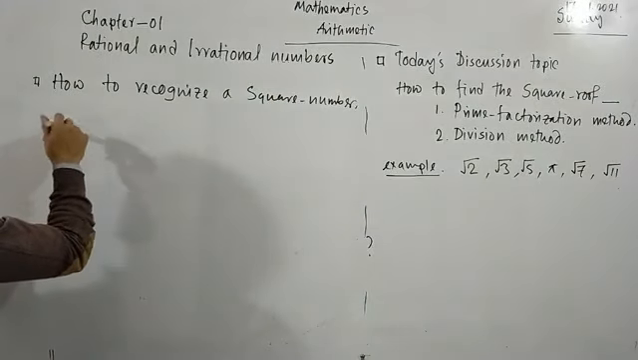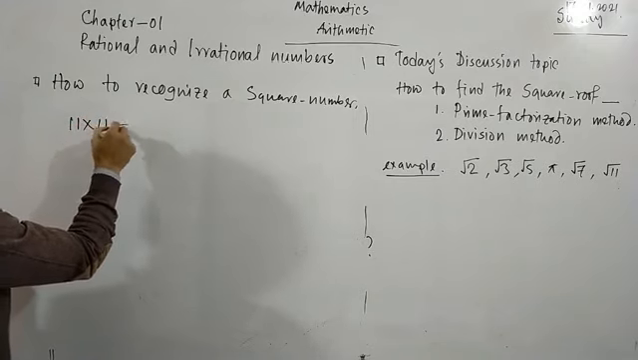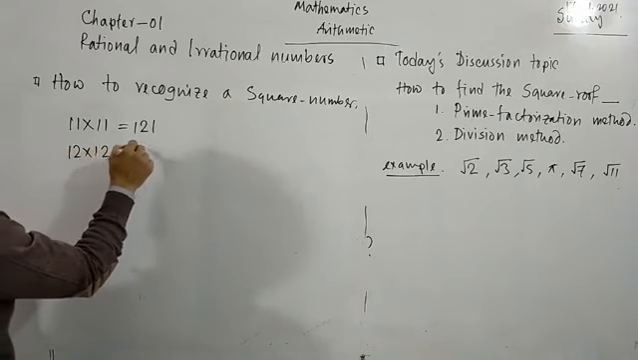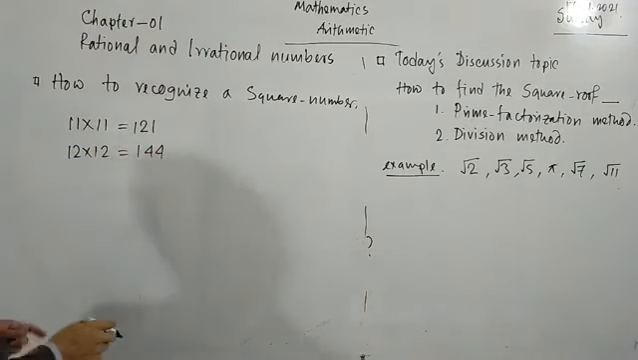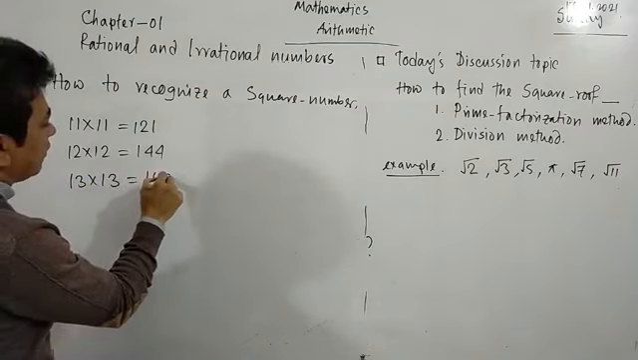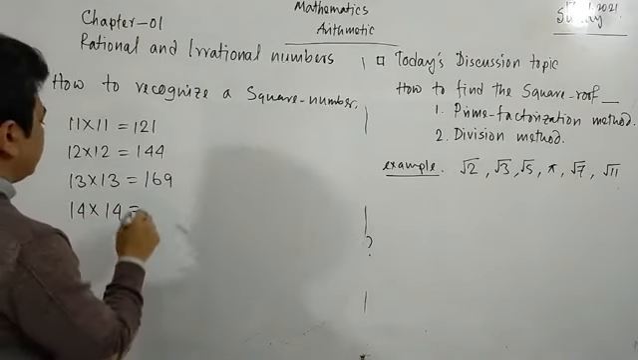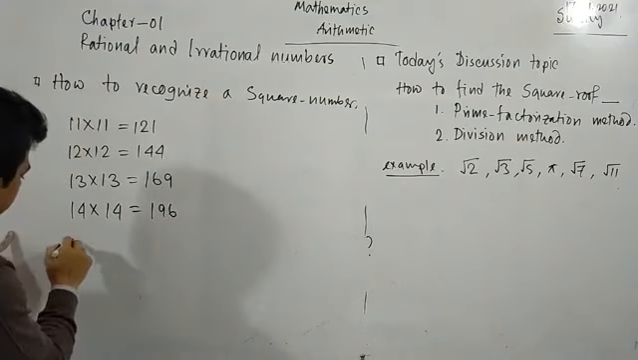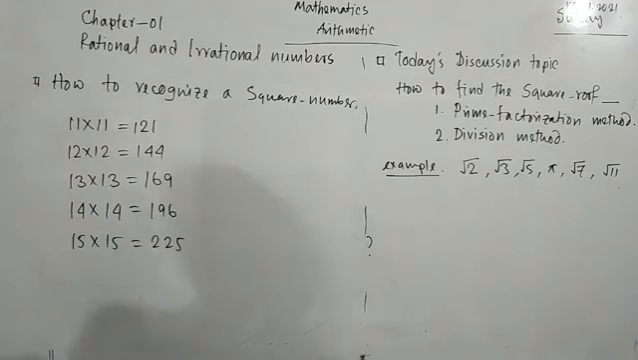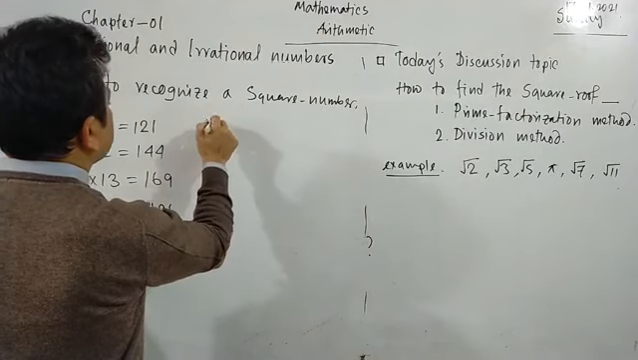Look at that. I'm just writing 11 square. For example, 11 into 11 equals 121. 12 into 12 equals 144, and 13 into 13 equals 169. 14 into 14 equals 196. 15 into 15 equals 225. And 16 into 16.